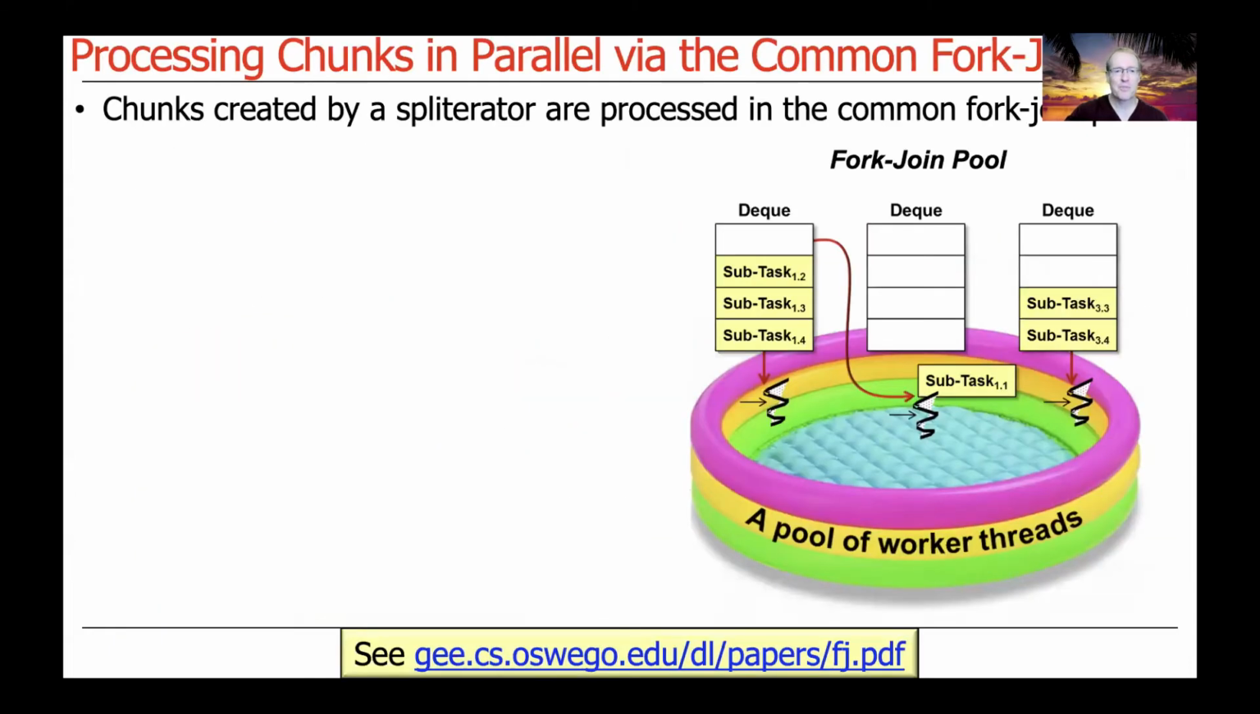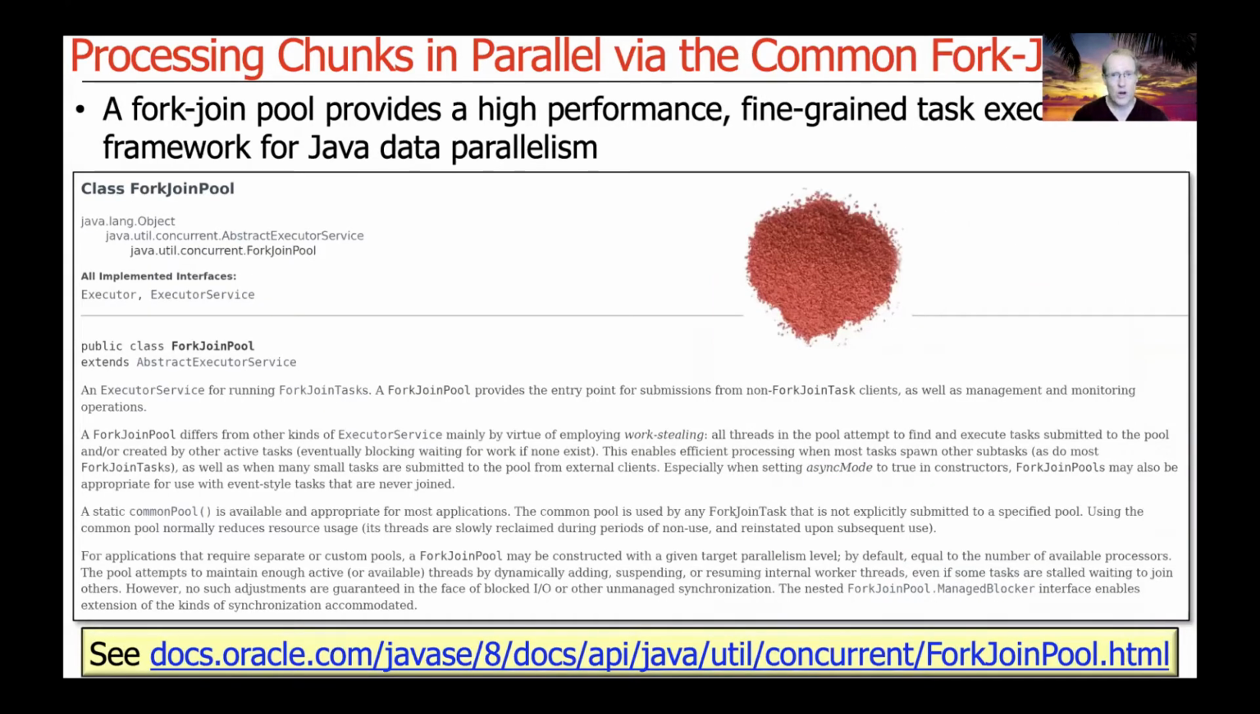So if you recall the different phases that are used for parallel streams, the split iterator phase, the split phase partitions the data source up into chunks, and then those chunks are handed off to the common fork join pool to be processed in parallel. What is a fork join pool?